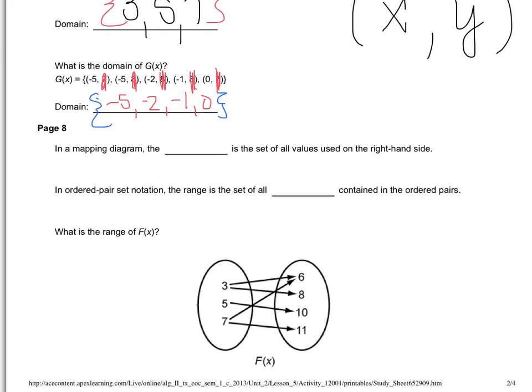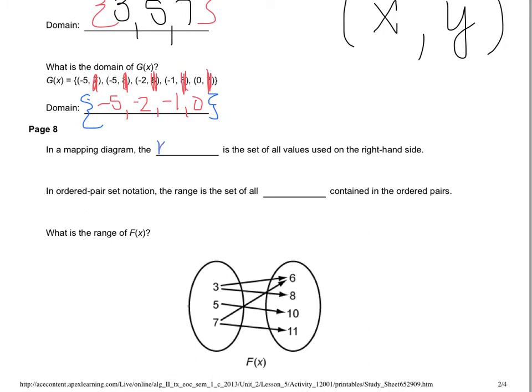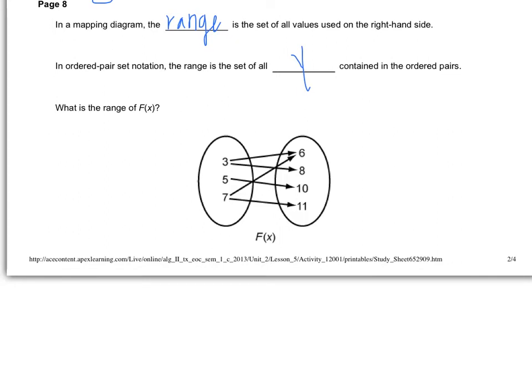So in a mapping, the range is the set of all values used on the right-hand side. In an ordered pair notation, the range is the set of all the y's. So my domain is my x's, my range is my y's. So they're asking us, on the next page, for the range of this function. So my range would be 6, 8, 10, and 11. And it is going to be a discrete set because it's just those numbers.